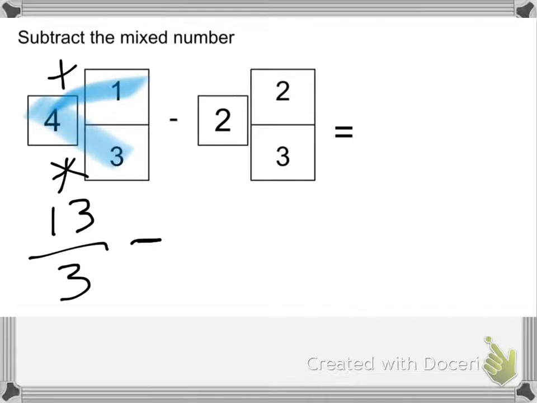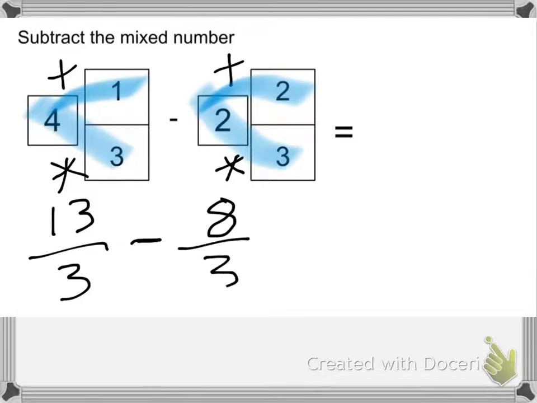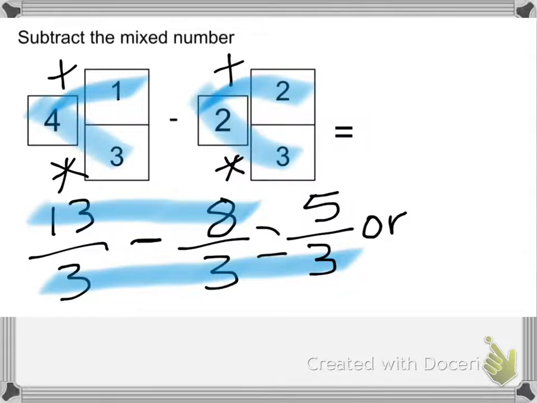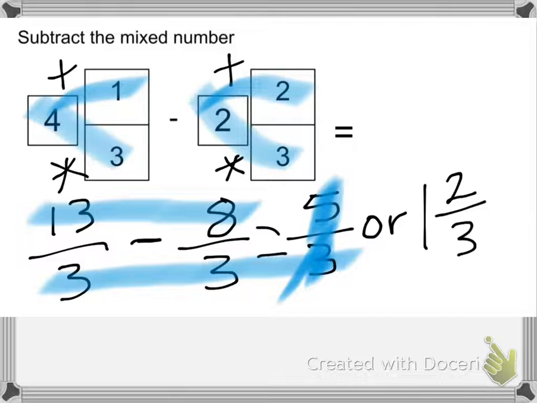Minus, again, I'm doing 2 times 3 plus 2. 2 times 3 is 6, plus 2 equals 8/3. Okay, and now I'm going to subtract 13 minus 8, and that is 5/3. So my answer could be 5/3, or if you want to simplify it, you can. So 3 can go into 5 one time, and there is 2 left, so 1 2/3.